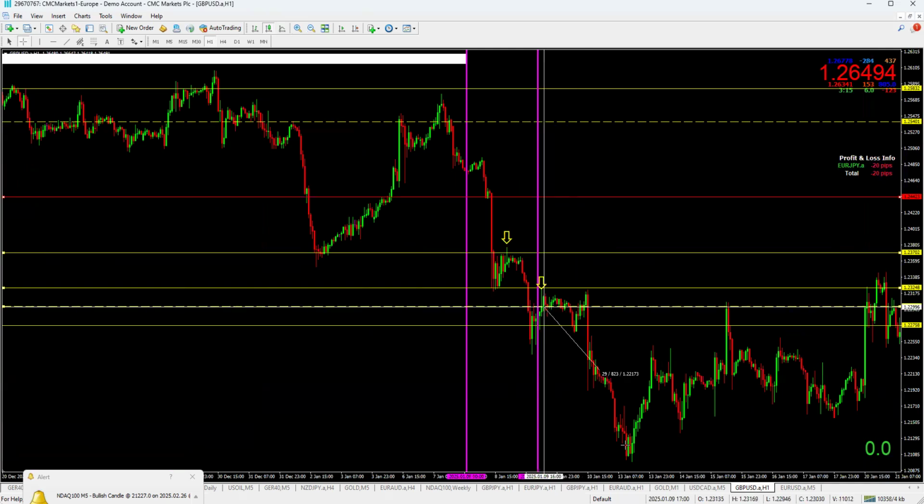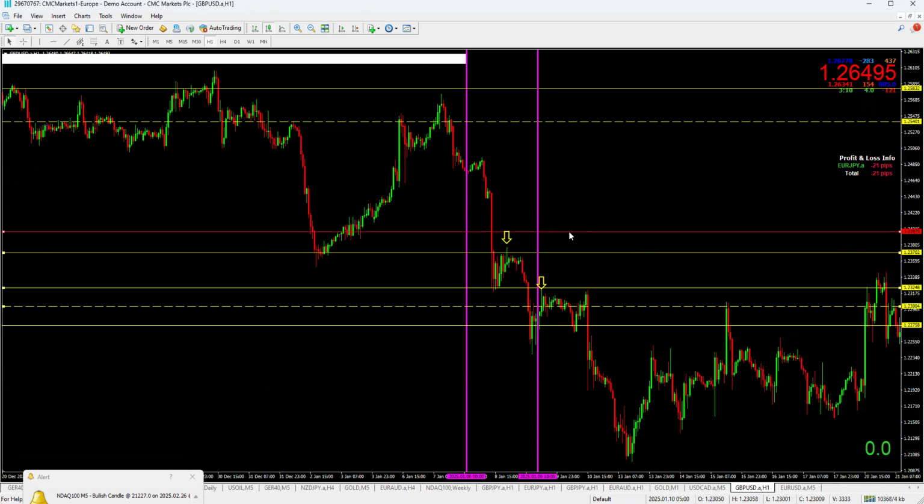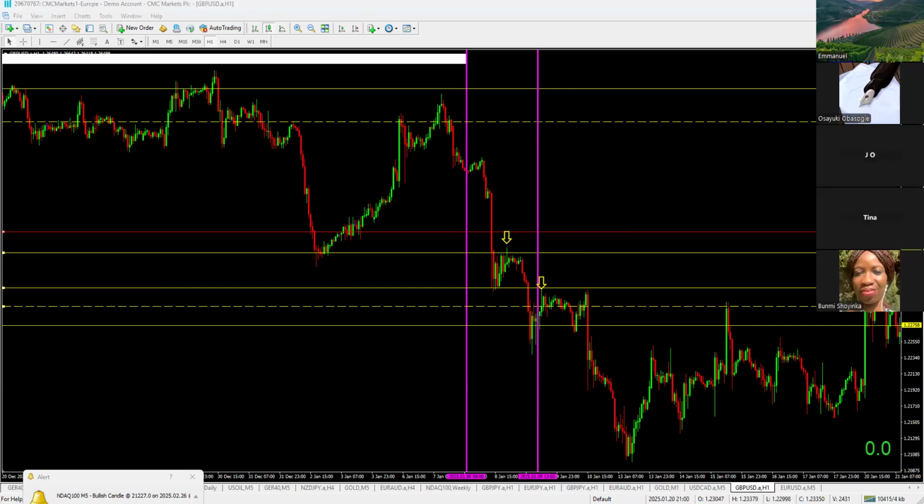Let's say we entered there, we can see the stop loss would have been somewhere here. Stop loss of about how many? Let's say about 95. Let's just say 100 pips. It gave us almost 200 pips, 2-1. So you see why it's important going with the trend as opposed to going against the trend.